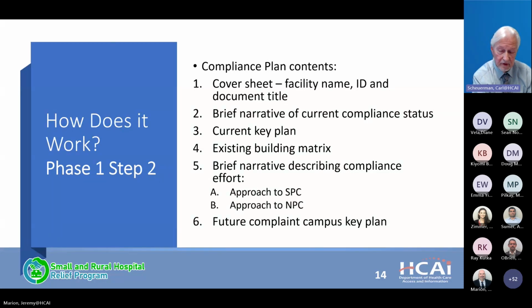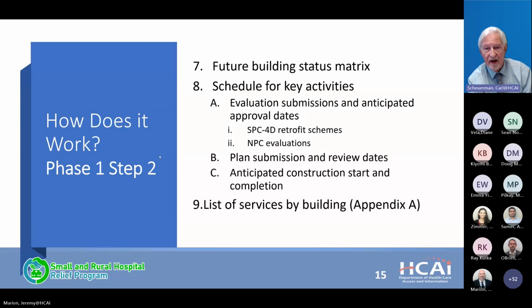This would be a very brief statement on how you're approaching your evaluation that's due by the end of this year as it relates to NPC 3, 4, NPC 4D, and NPC 5. And then another graphic showing the future compliant campus key plan once all of the work has been completed. Next slide, please. The 7th item then is the future building status matrix showing what the anticipated outcome is for each one of the buildings, SPC 3, 4, 4D, and 5, or the equivalent NPC.